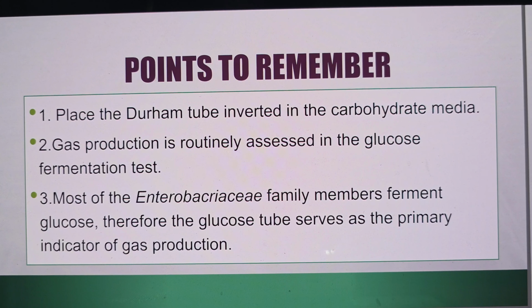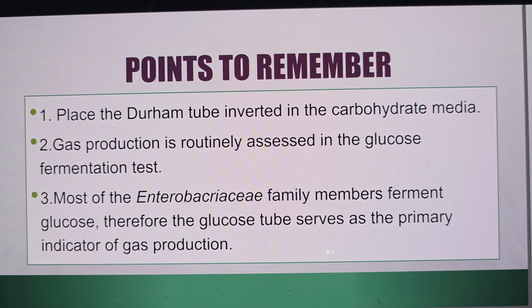Points to remember: first, place the Durham's tube inverted in the carbohydrate media. Second, gas production is routinely assessed in the glucose fermentation test. Third, most of the Enterobacteriaceae family members ferment glucose. Therefore, the glucose tube serves as the primary indicator of gas production.